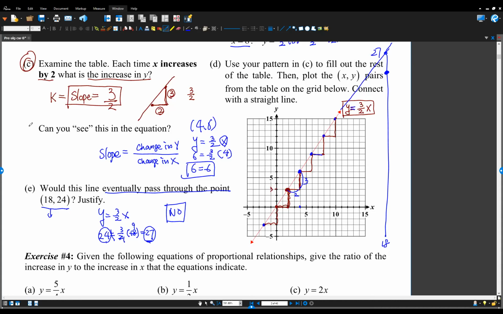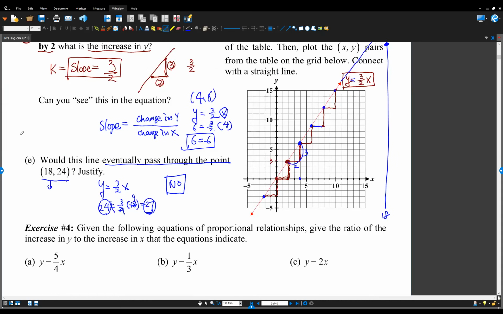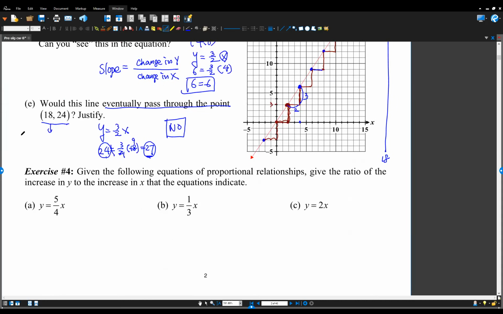Any questions about this? I understand this is your first time going into functions. It looks a little hard, but just try to understand. Okay, you can see that y is 5 over 4 times x. The second one is 1/3 times x. There's no other number, no number like this one.